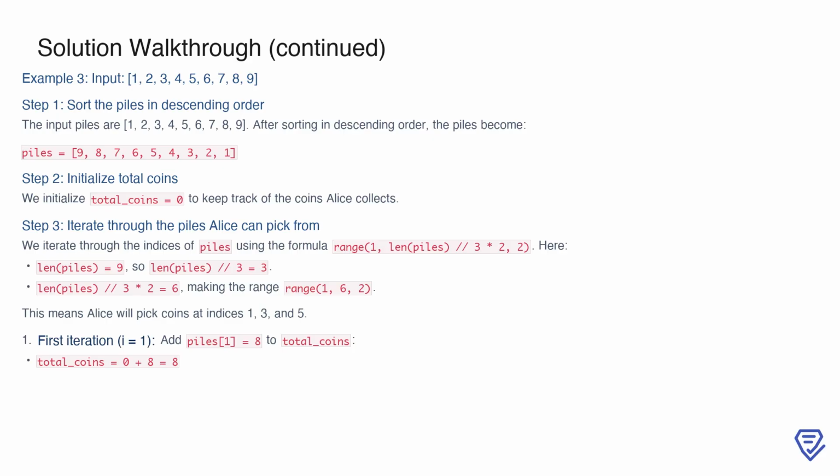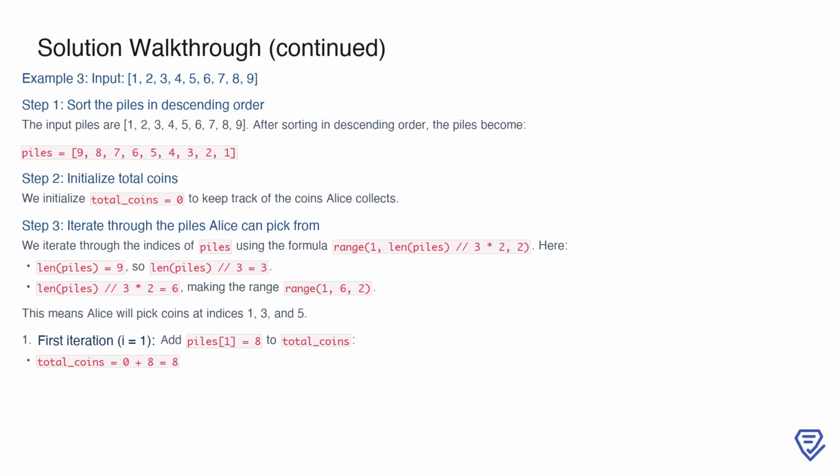For the third example, the input piles are 1, 2, 3, 4, 5, 6, 7, 8, 9. After sorting these piles in descending order, we get 9, 8, 7, 6, 5, 4, 3, 2, 1. As always, we initialize total_coins to 0.